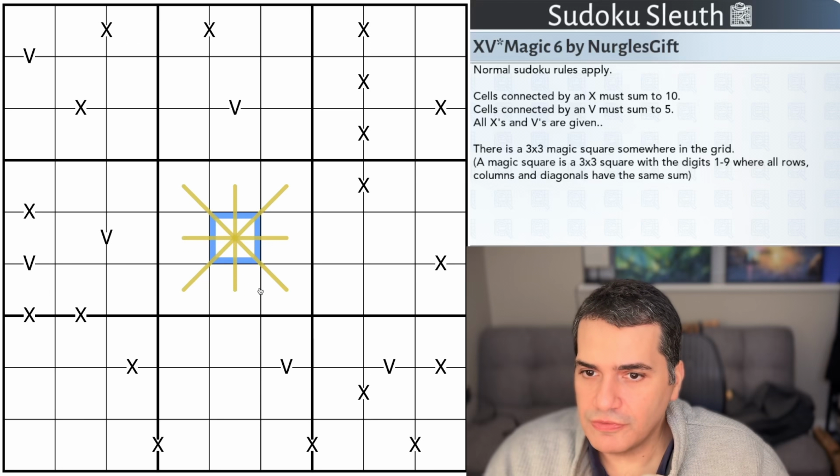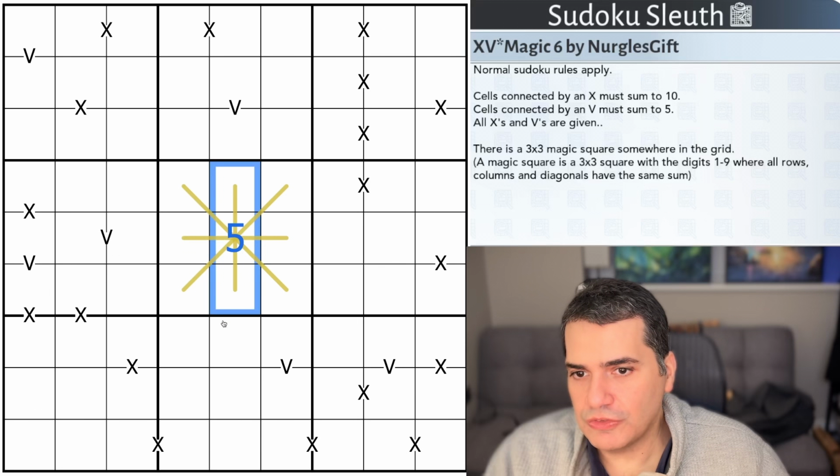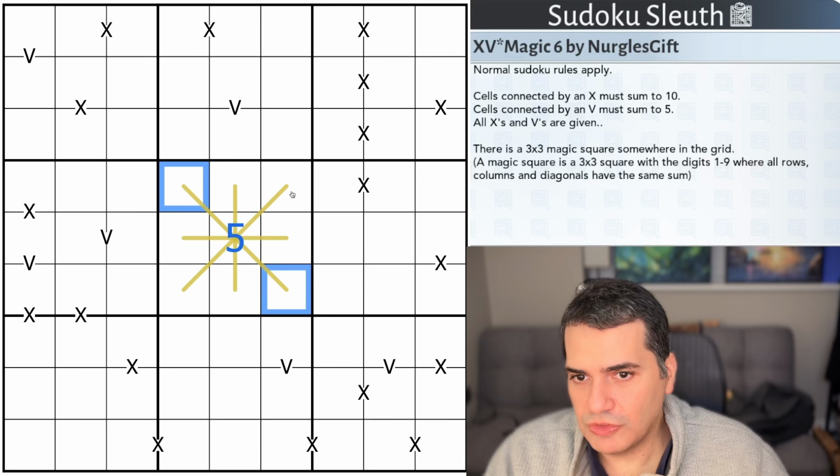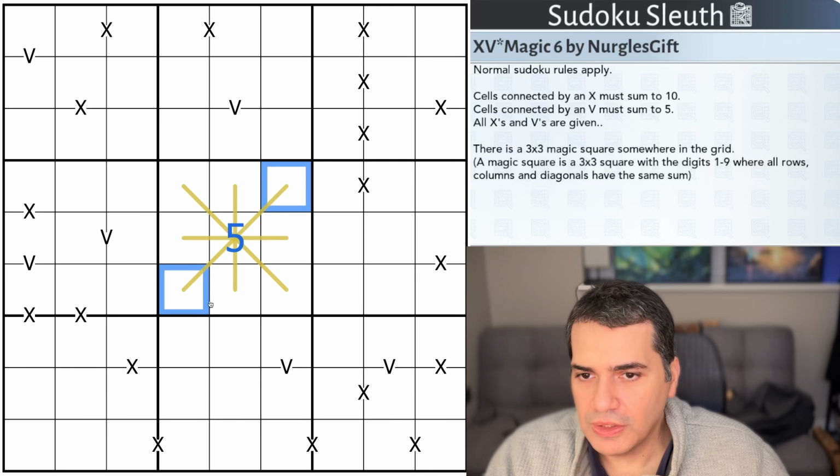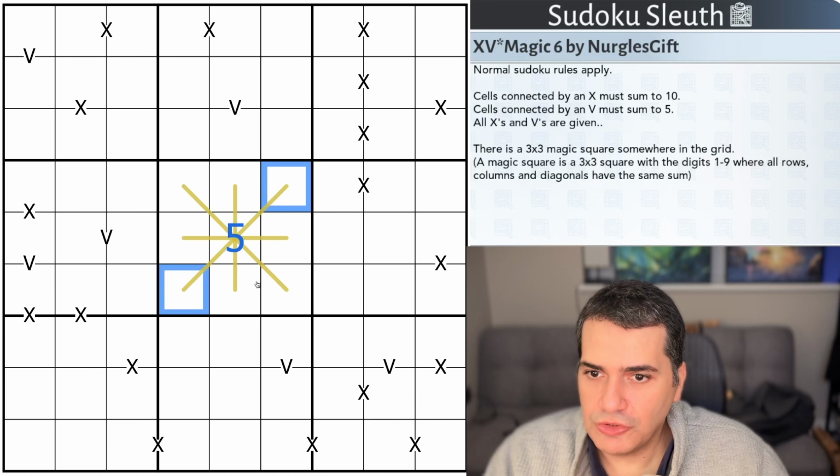And that's how you get a 5 in the middle of it. The rest of it means that essentially these 2 cells have to add up to 10, these 2 cells have to add up to 10, these 2 cells add up to 10, etc. And we can do a little bit of derivation from here.